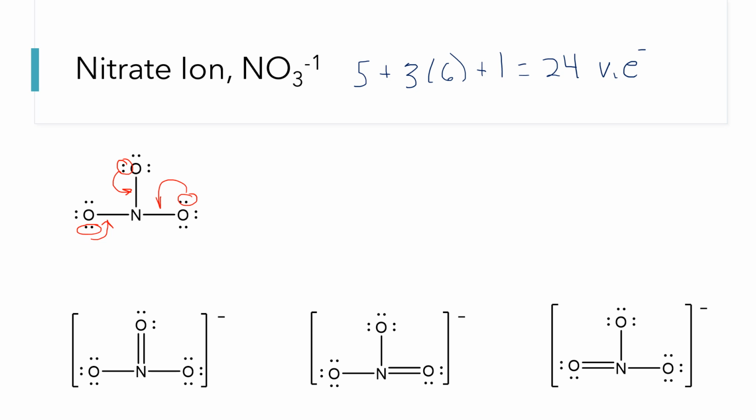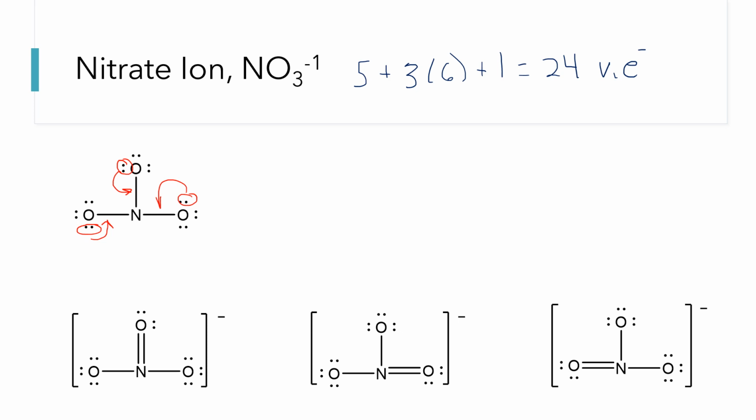So which one should we use? Well, it turns out that none of these quite match the experimental data. If you look at all 3 of these structures, they are indicating that we have 2 single bonds and 1 double bond between nitrogen and oxygen. The double bond should be shorter than the single bond.